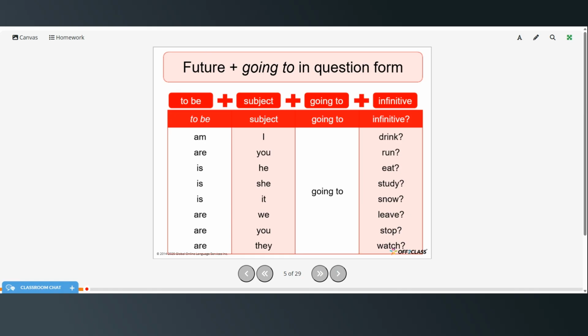So the future plus going to in question form, we use the to be verb plus the subject plus going to plus the infinitive. So am I going to drink? Are you going to run? Is he going to eat? Is she going to study? Is it going to snow? Are we going to leave? Are you going to stop? And are they going to watch?